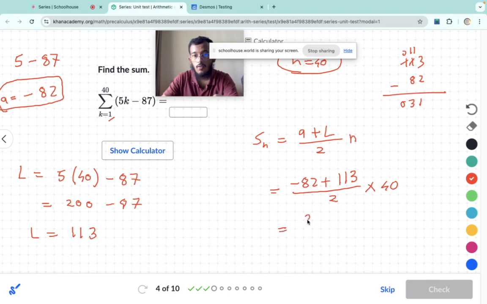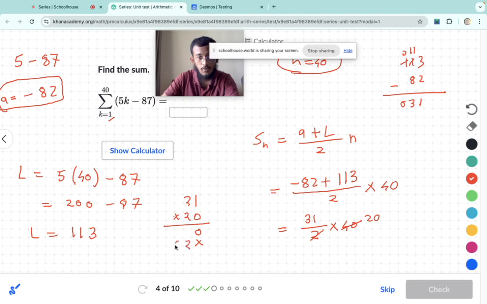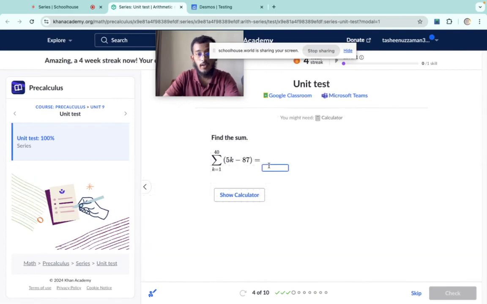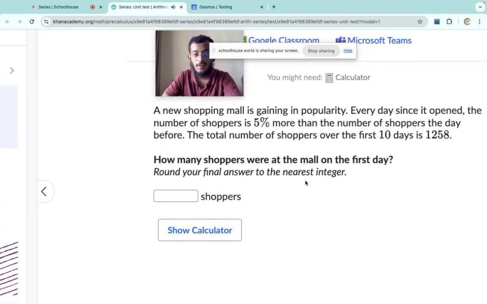So we have 31 divided by 2 into 40, and I can cancel out 2 with 40 by replacing it with 20. So we only need to find 31 into 20, which is 620. So I think 620 will be our final answer. There you go. Moving on.